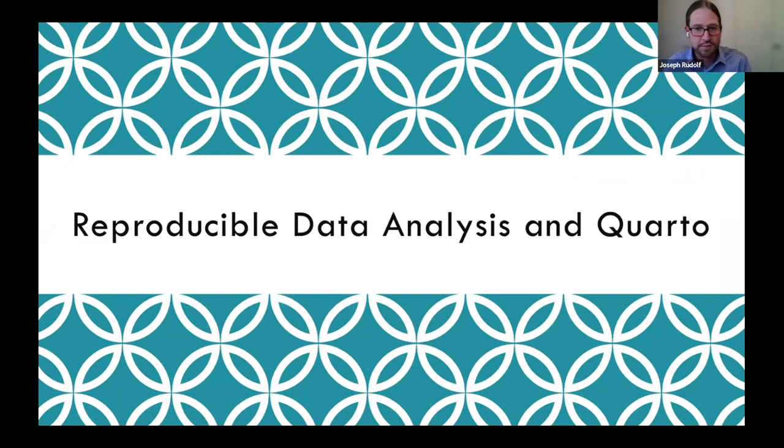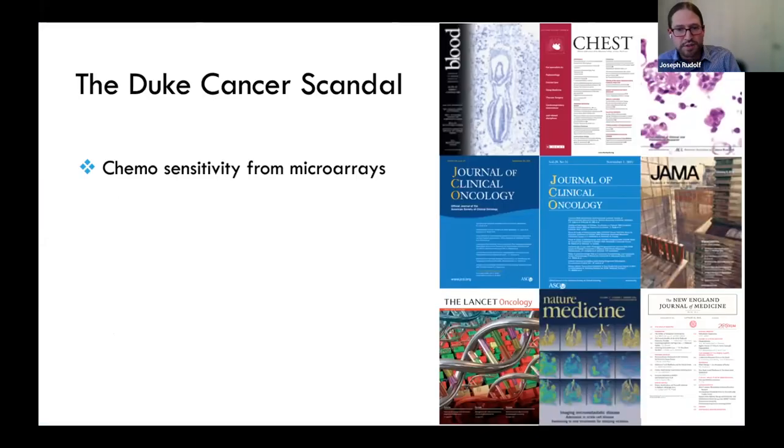One of the most powerful aspects of working in the R environment is the ability to conduct reproducible data analysis, those that can be shared, revised, repurposed, and reproduced by others. To highlight the importance of reproducibility, let's consider the following case. In the mid-2000s, two researchers at Duke University tried to use microarray gene expression data of tumor cells to predict sensitivity to chemotherapeutic agents. The approach generated a lot of excitement at the time, and the resulting work was published in many high-profile journals, including Nature Medicine, JAMA, and the New England Journal.